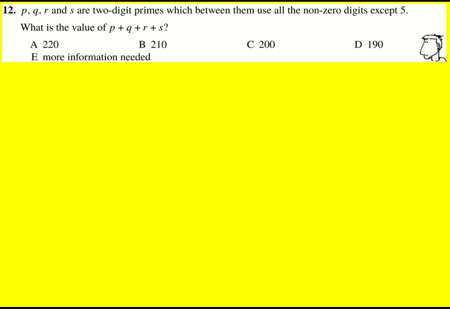There is a really quick way of doing this question, which I'll talk about right at the end. I'm going to talk about the way that I did it. I didn't think to do it the quick way. So we want to use the digits 1, 2, 3, 4, 6, 7, 8, and 9.